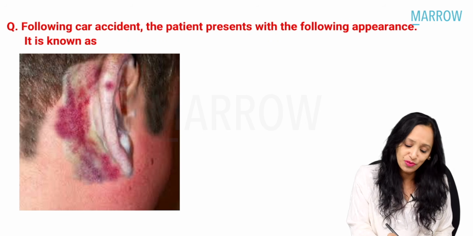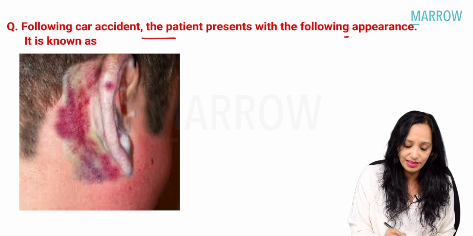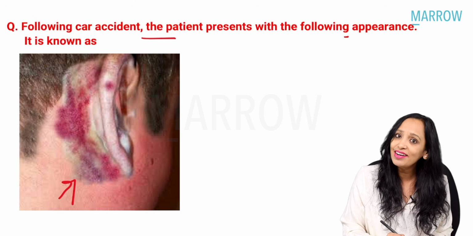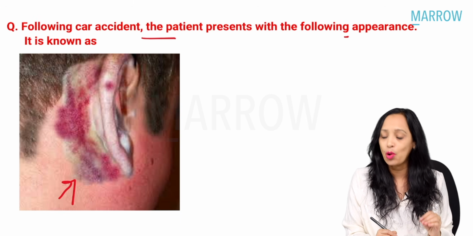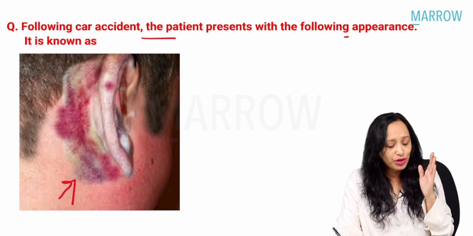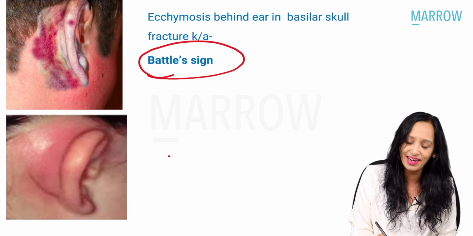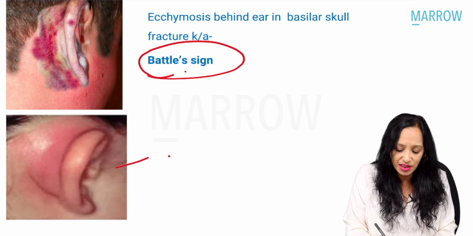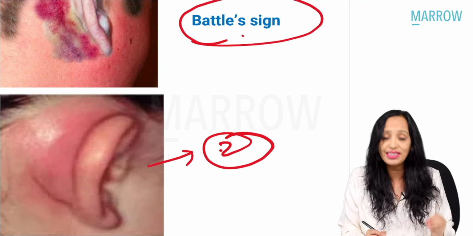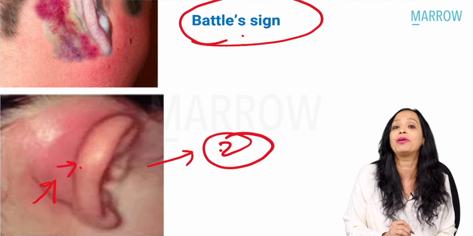The next question, following car accident, patient presents with the following appearance. It is known as, yes, this has been a repeated question. What are you seeing here? Yes, this is bruising in the post-auricular area, and this is the typical appearance of, very good, the petrous temporal bone fracture. This is known as battle sign. Excellent. Will you ever confuse it with the picture 2? What you are seeing in picture 2? Yes, we are seeing the congested edematous area, post-auricular area, which is even pushing the pinna forward.